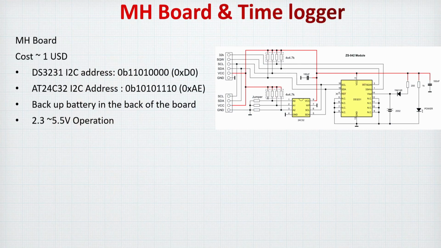Okay, so let's take a quick look at the board and the time logger that we are going to create. We have been sharing this one a few times now. This is a very cheap board, which is extremely interesting. We have two chips: the DS3231, which is a real-time clock, with the address that I'm sharing, and the AT24C32, which is a 32 kilobit memory, with the hexadecimal address AE on this board.